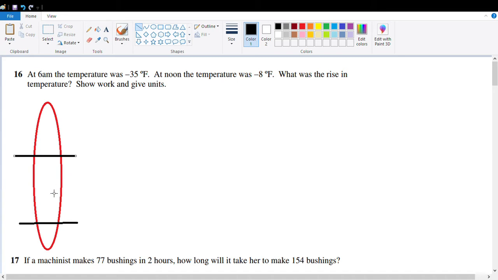Well, we're going to subtract. And what are we going to subtract? Which number do we subtract first, the number here on the top or the number on the bottom? The number on the top, right? And what number is on the top? It's negative 8. That's our noon temperature. This is our morning temperature. So the first number is negative 8.